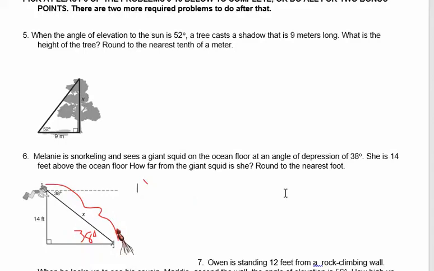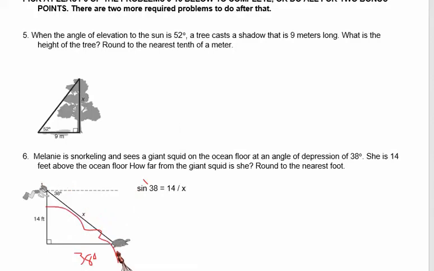Well, sine of an angle is equal to the opposite side over the hypotenuse. That sounds pretty good. Cosine is equal to the adjacent side over the hypotenuse, but I don't know either of those sides. And tangent is equal to the opposite over the adjacent. I'd use tangent if I wanted this distance, but I want the hypotenuse's length, so I will use sine. So you write that the sine of 38 is equal to the opposite side, 14, over the hypotenuse, x. And then we have to solve this.